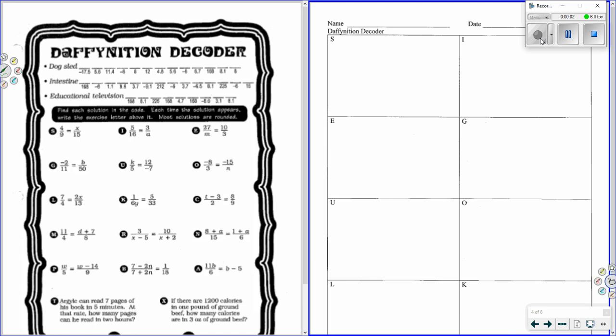Right, so basically what this worksheet is going to review with you is solving proportions. Anytime you have two fractions that are equal, their cross products have to be equal, and that's what we're going to use. So we're going to do the first one.